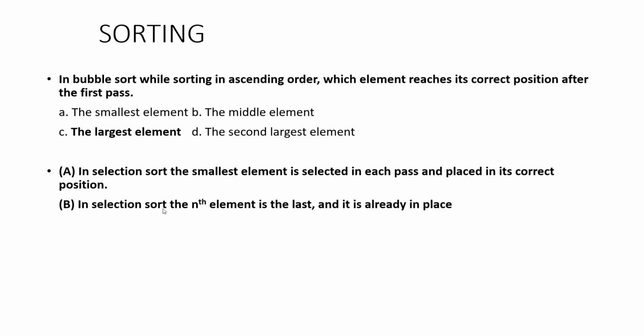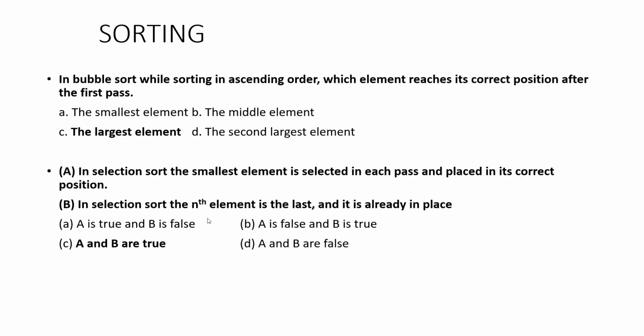B. In selection sort, the nth element is the last and it is already in place. Now let us study what are the options. A is true, B is false. A is false, B is true. A and B are true. A and B are false. What is the correct answer?